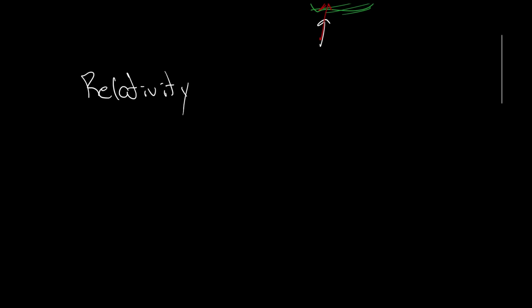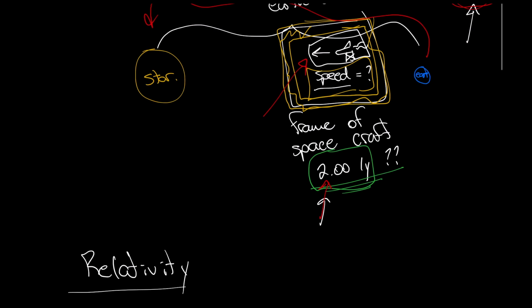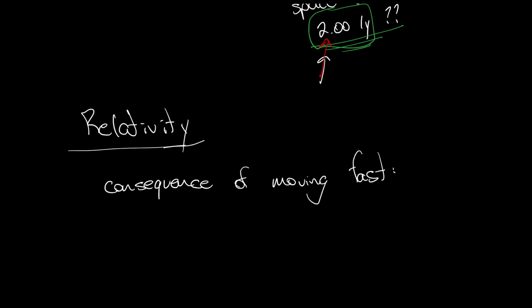Relativity, because a consequence of traveling really fast, and we're going to see how fast exactly because we are going to calculate the speed of the spacecraft to solve the problem. A consequence of traveling really fast, as per Einstein's theory of relativity, states that length contracts. So, consequence of moving fast. We got one of them, length contracts.